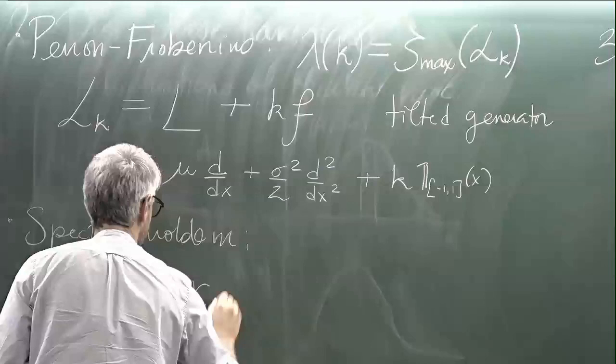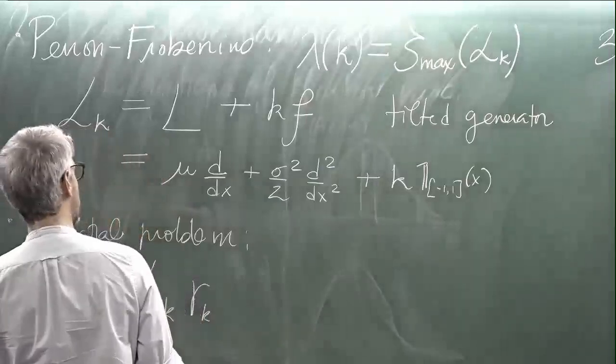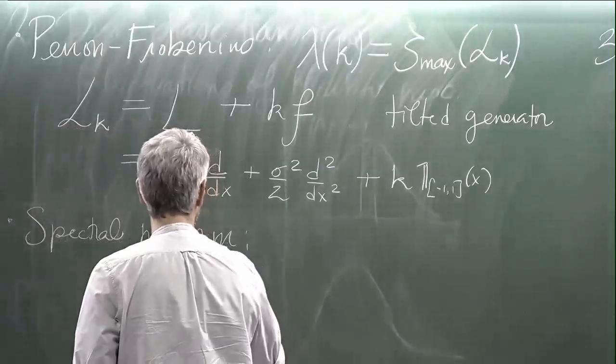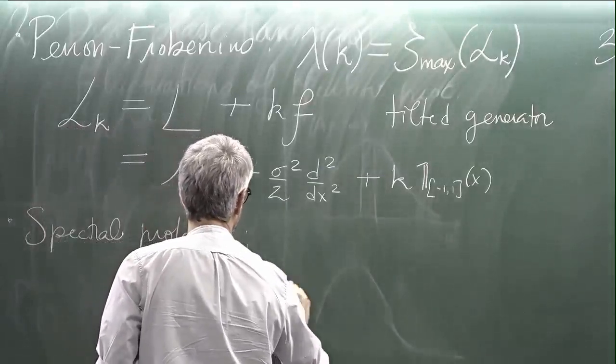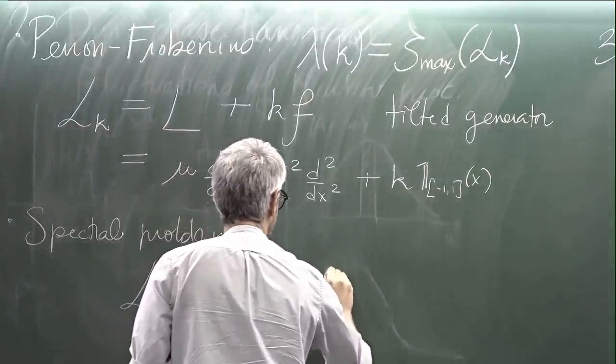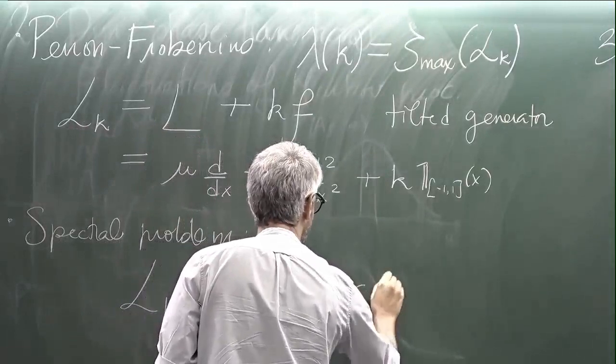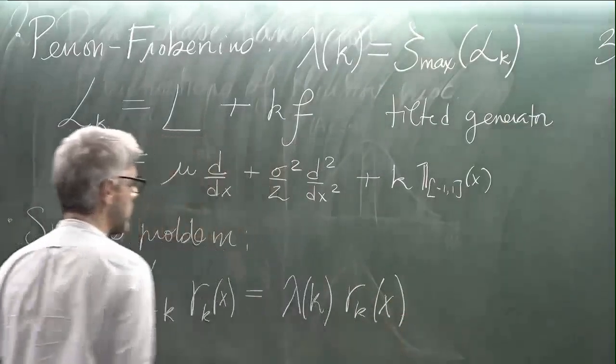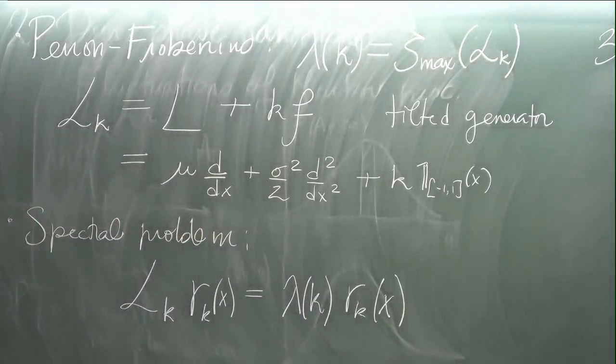I have the operator acting on some function, which I'm going to call Rk. These are functions of space. I want to extract from this the dominant eigenvalue, lambda k, and Rk is the eigenfunction related to that dominant eigenvalue lambda k. Again, I could have the whole spectrum, with different eigenvalues and different eigenfunctions, but I only want to extract the dominant eigenvalue.